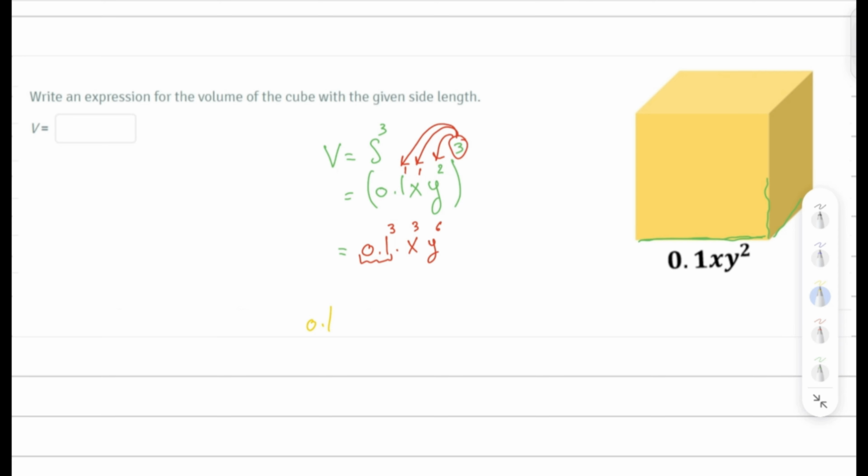0.1 cube means 0.1 times 0.1 times 0.1. When you multiply decimals, just remove the decimal point, multiply, then put the decimal point back again. 1 times 1 times 1 is 1. We have 3 decimal parts, so we're going to count 3 digits: 1, 2, 3. Then we're going to have the decimal point, and in the empty spaces, put 0. So this is equal to 0.001 x cube y to the power 6.